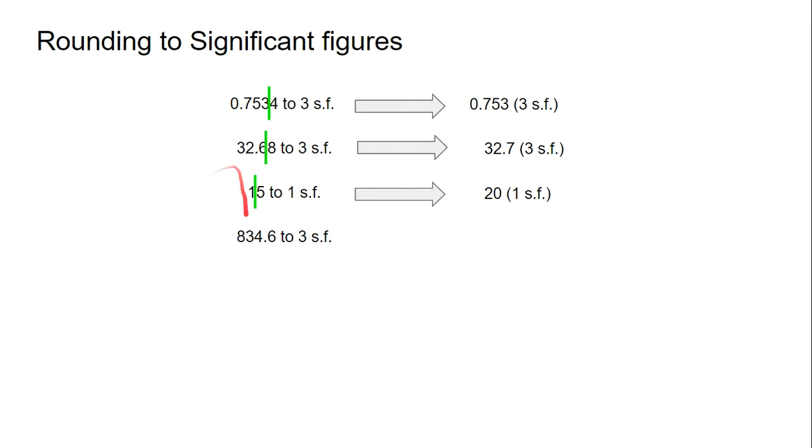Let's take a look at this one here, 834.6. If I round to three figures, 8 is the first, 3 is the second, 4 is the third. I put my cut here, and this would become 835.